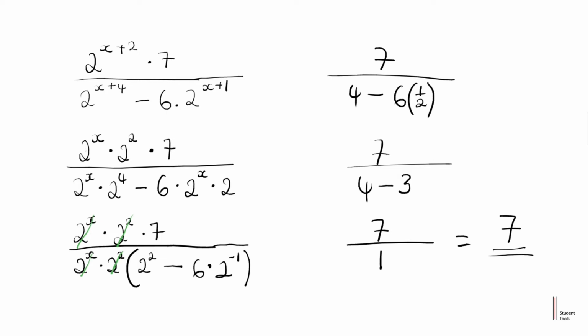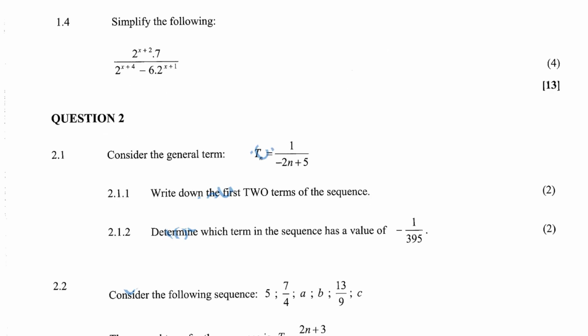Okay, up next we have question 2. Question 2, we are doing sequences or number patterns, guys and girls. So we have 2.1, which says consider the general term Tn equal to 1 over minus 2n plus 5. And then we have 2.1.1, which says write down the first two terms of the sequence. All right, so we have this general term, and we are supposed to find the first and the second term of this general term.